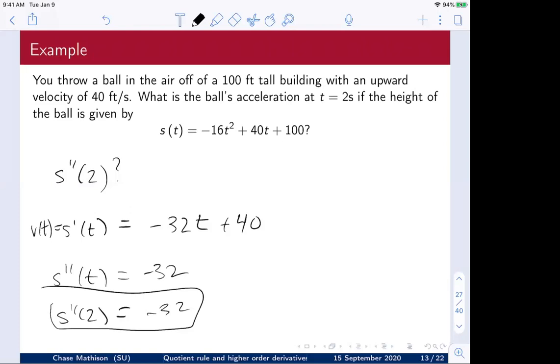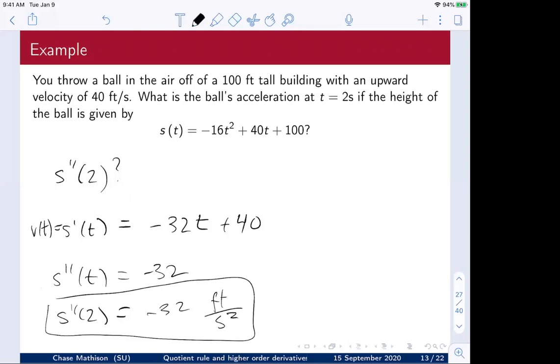What's the abbreviation? Would it be like feet per second? Yeah, perfect. This is feet per second squared. I am a big fan of using units, and so I probably won't count off if you don't use units, but I do like to use units a lot as a sanity check to make sure what I'm doing makes sense.